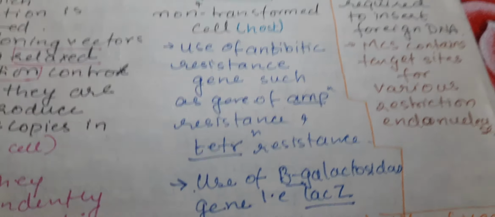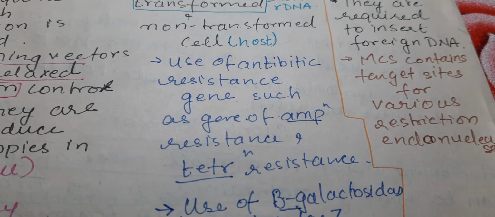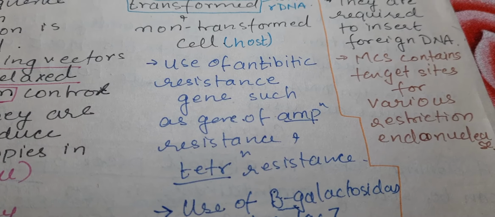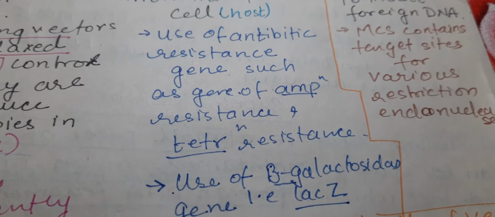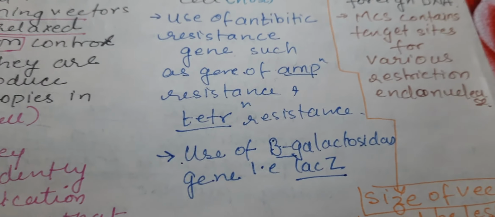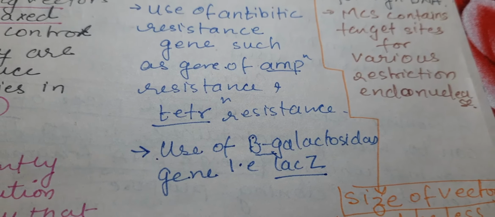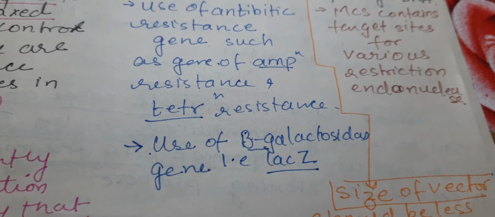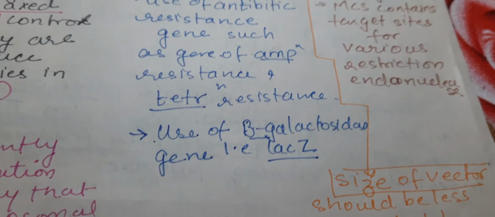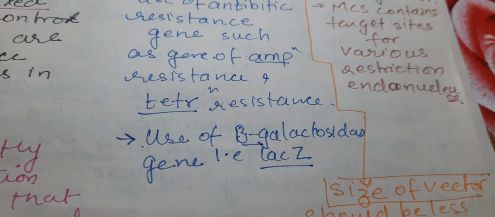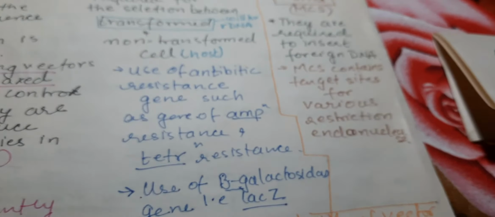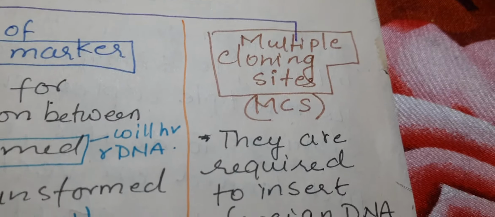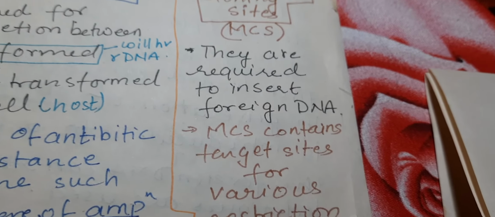Now, there are different types of markers. One of them is the antibiotic resistance marker gene, such as ampicillin resistance gene, tetracycline resistance gene. Then second is the use of lacZ, which codes for the enzyme beta galactosidase. So we will see how they are used as selectable markers, and they impart the selection between the transformant and non-transformant.